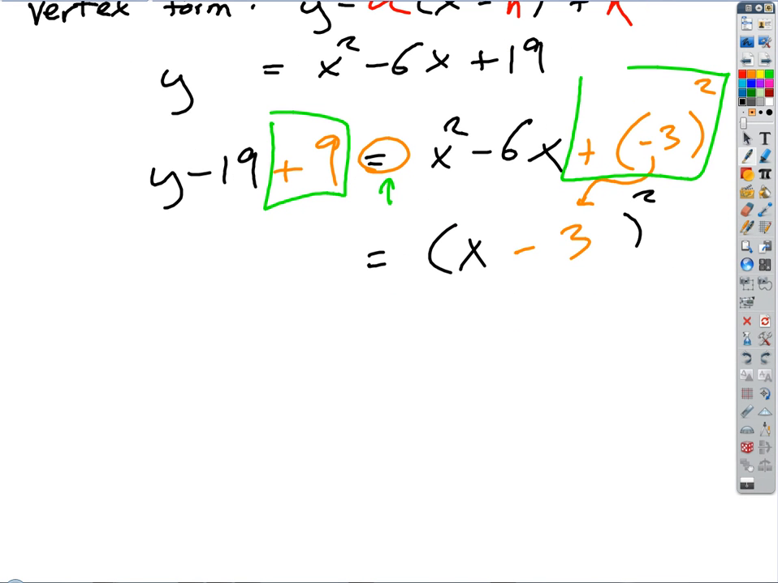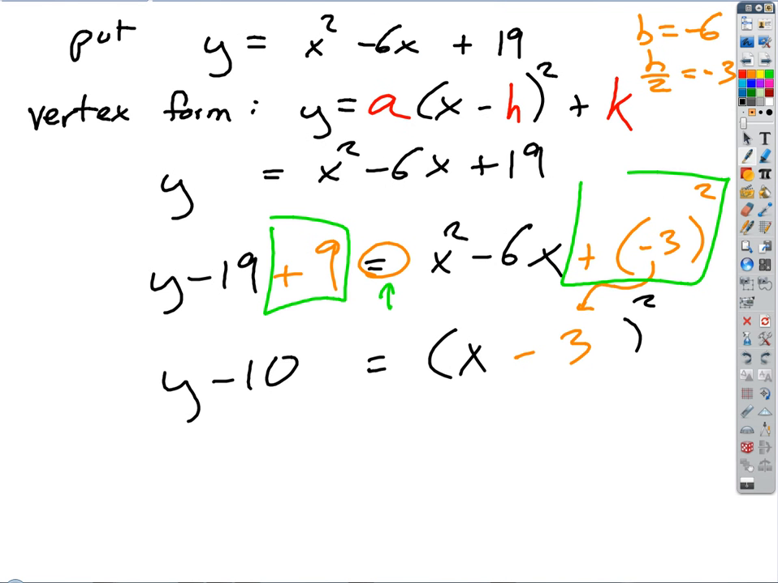When I combine like terms? Yeah, good. So just y minus 10. And on the right side, we got what we needed. There's our perfect square, right? That's a part of vertex form right there. So all we have to do now is just get that y by itself again, like it is in vertex form, and we're done.